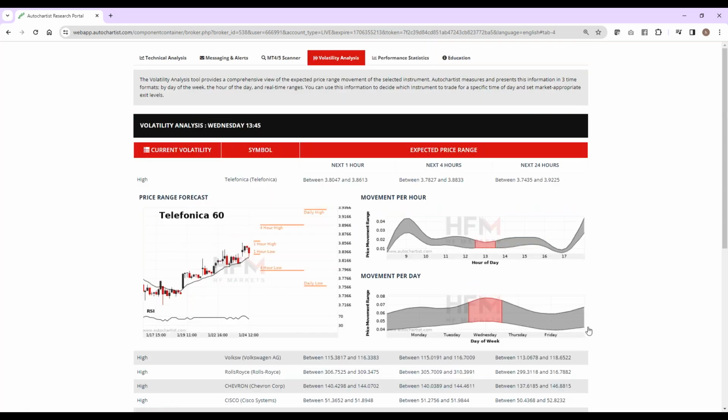Also, last but not least, before I call it a day, is the volatility analysis, which I personally find very, very, very useful. But it depends on what kind of trader you are. So, what is volatility analysis? Basically, it gives us a view on the expected price range movements for particular instruments.